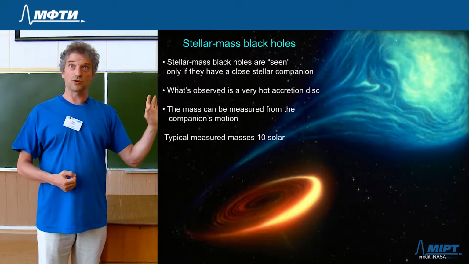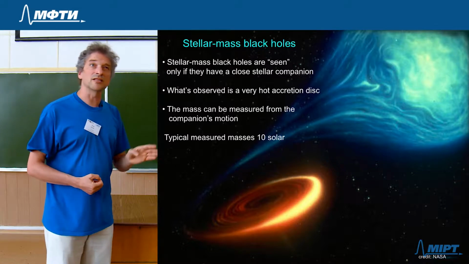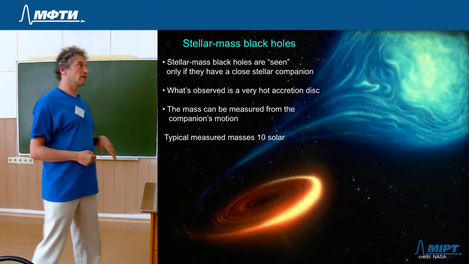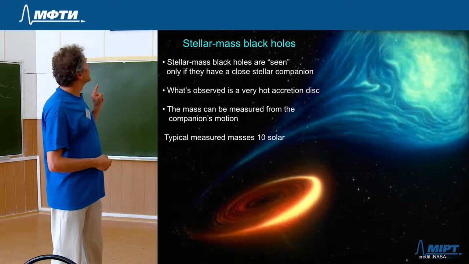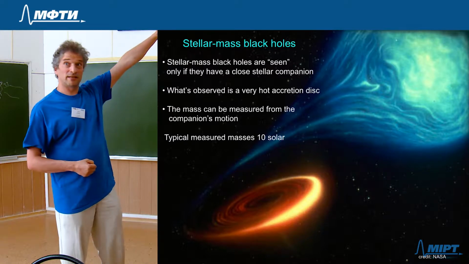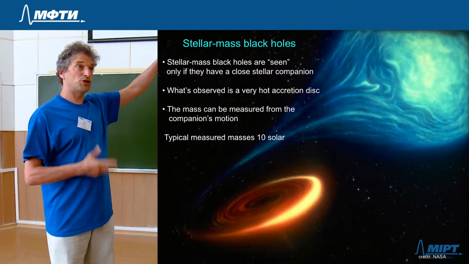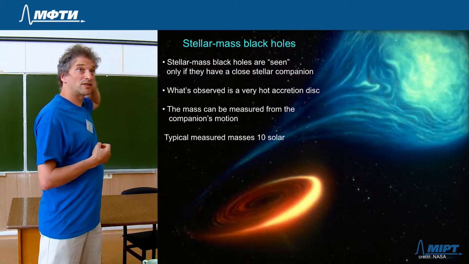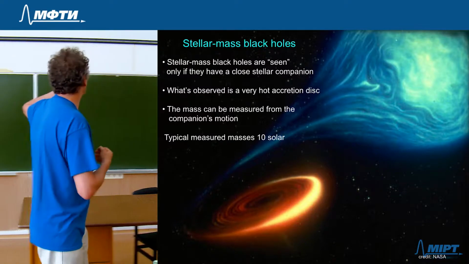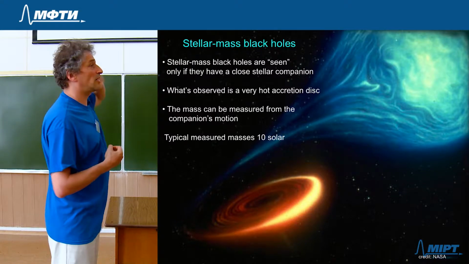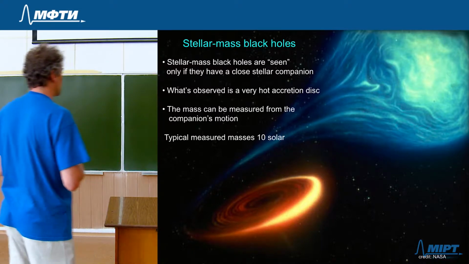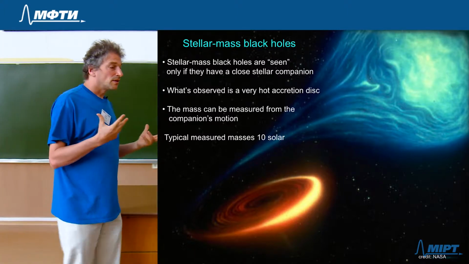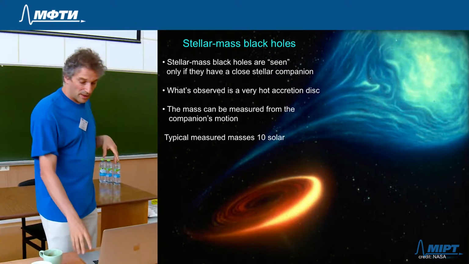And we see many of these X-ray sources in the galaxy, hundreds of them, and also hundreds of X-ray sources in other galaxies. From the motion of the companion, if you can monitor the Doppler shift of lines coming from the surface of the companion, you can measure the masses of these black holes that we have in the galaxy. And typical masses are about 10 times the mass of the Sun.